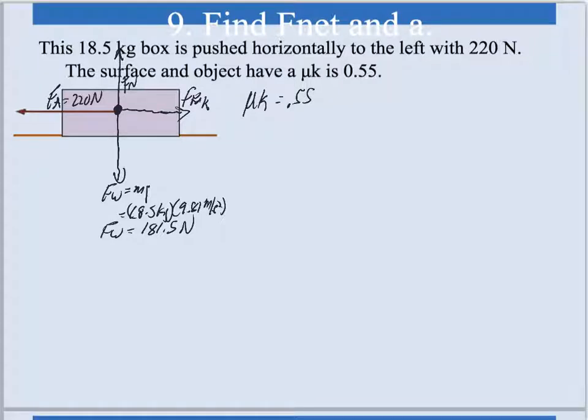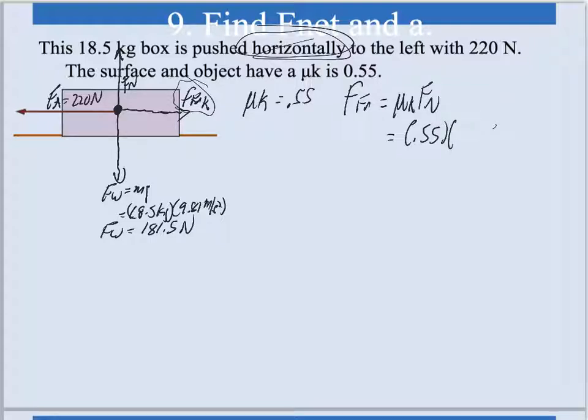Well, we really need that friction, because if we know the friction, now because it's moving horizontally, we know it's accelerating along the x-axis, which means that the unbalanced forces are along the x-axis. So if I could find the friction force, then I could figure out what the net force is, because the net force would be the difference between my FA and my friction vector. So how are we going to find friction force? Well, we know friction force is equal to mu k times normal force. And mu k is 0.55.